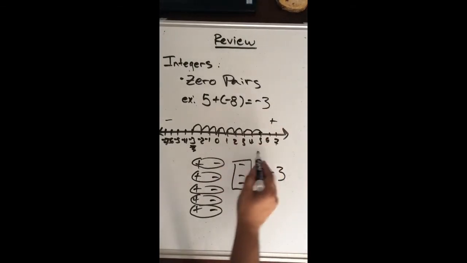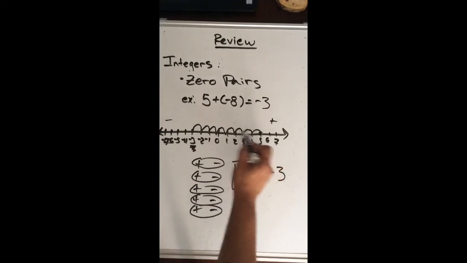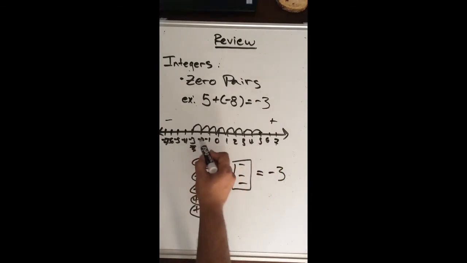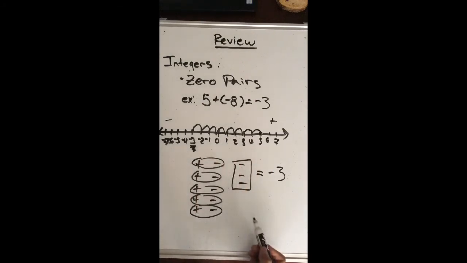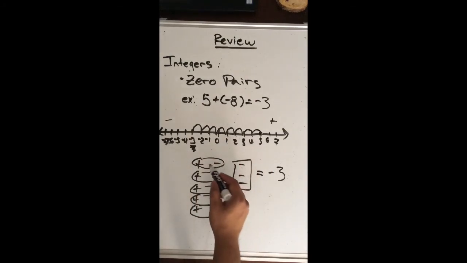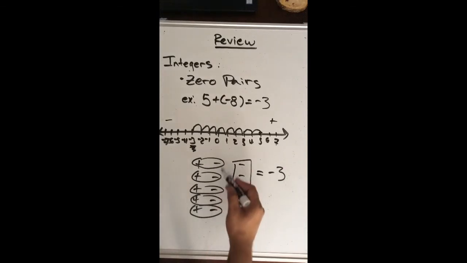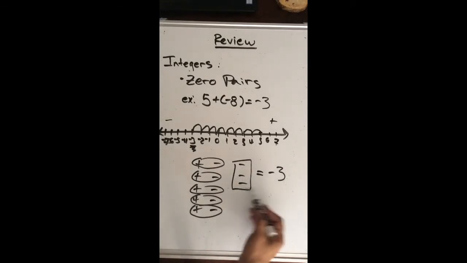By using the number line, if we start at 5 and go to the left, -8, we're adding -8 or subtracting 8, we get -3. And if we use our zero pairs like this, we see our 5 positives and 8 negatives. There are more negatives than positives. Because there are more negatives than positives in this particular equation, we're going to get a negative answer.